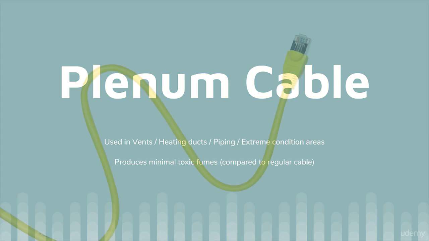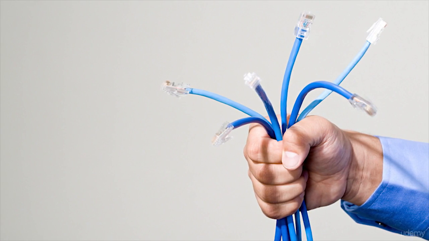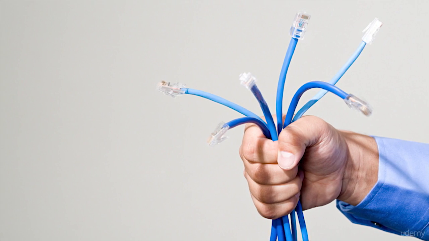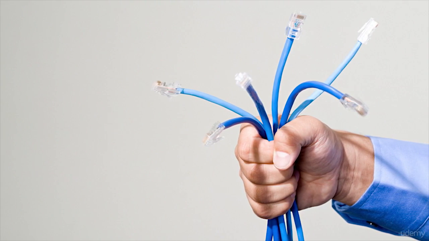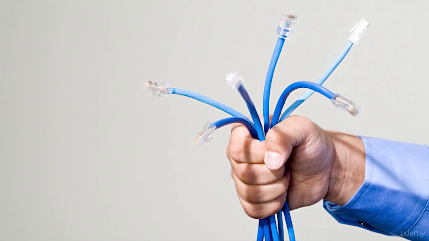So don't plan on getting plenum cables unless you plan on running your cables through anything like heating ducts or piping. In this course, I'll be demonstrating everything using CAT5e cables. Don't worry though, like I mentioned, all cables have the same 8 inner wires inside. So everything I show you will work the same for all categories above CAT5. So now that you have an idea of the different Ethernet categories, let's cut open some cable and see what's inside.